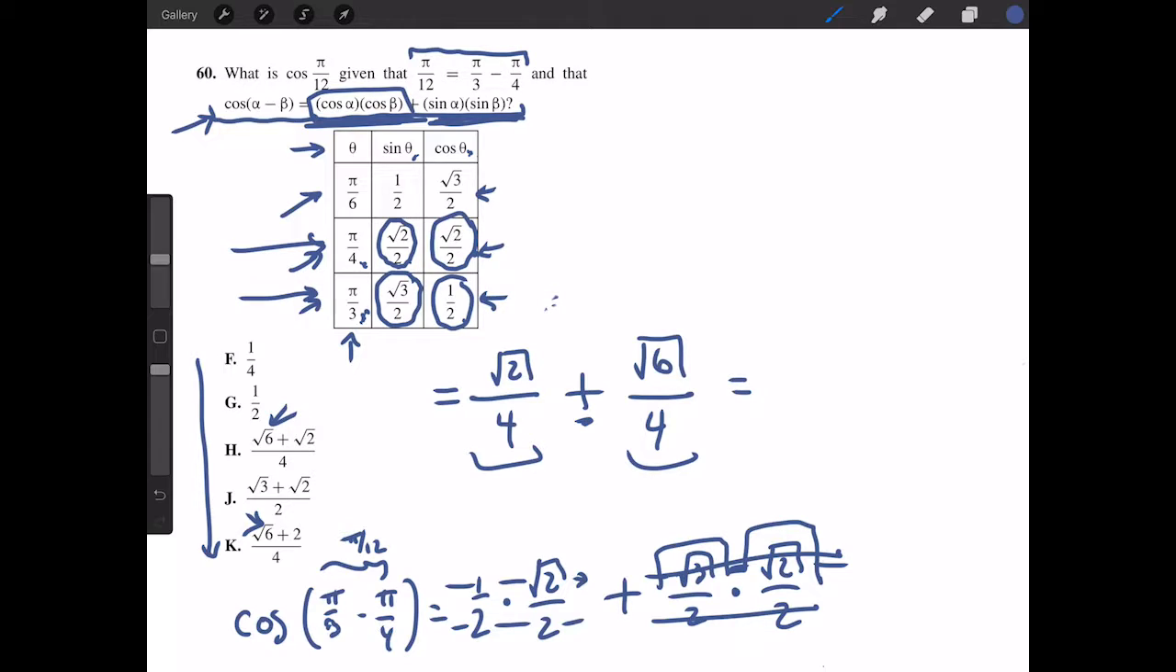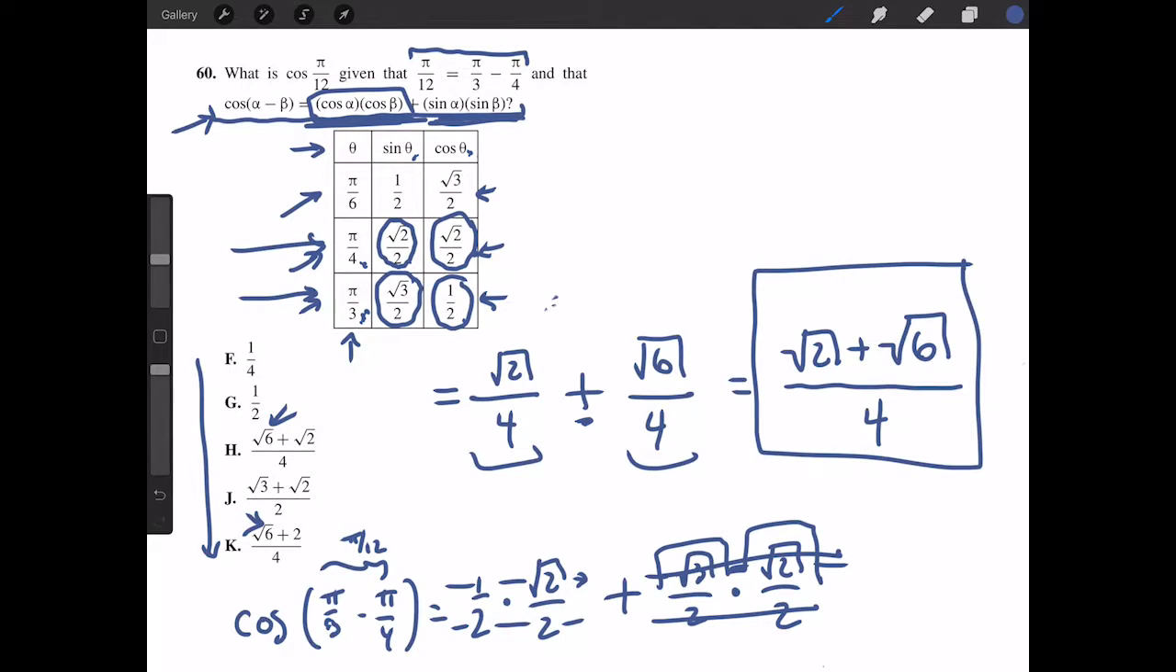Now, we have two fractions adding, and fortunately for us, they both have the same denominator, so we can just add straight across. Square root of 2 plus square root of 6 on the numerator. And then everything divided by the 4, which is the common denominator, the denominator of both of these fractions.